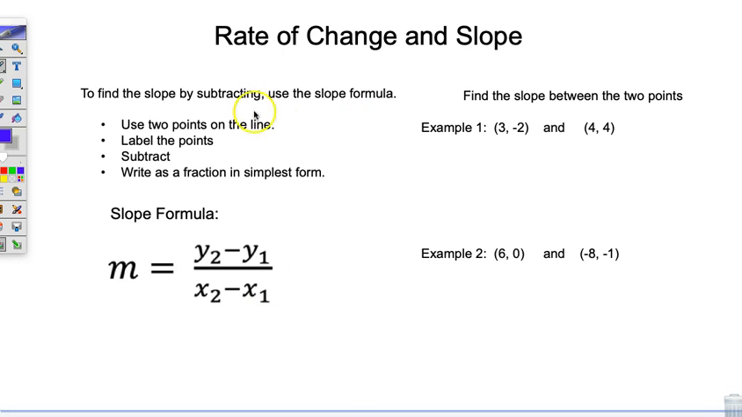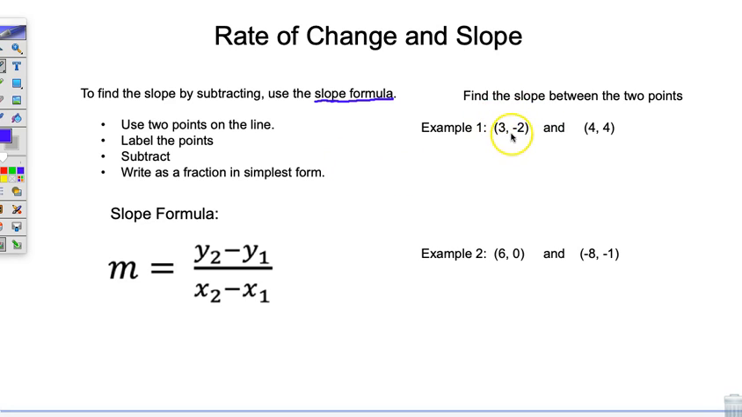We can do this by subtracting, and we use what is called the slope formula. So down here you see the slope formula. Again, m represents slope, and then we have y2 subtract y1 divided by x2 subtract x1. So in order to find the slope using the slope formula, again, you have to have 2 points on the line. We're going to label the points and subtract, and then write our fraction in simplest form. Now when we use this method, the slope formula, we do not need the coordinate plane at all. We just need the 2 points.